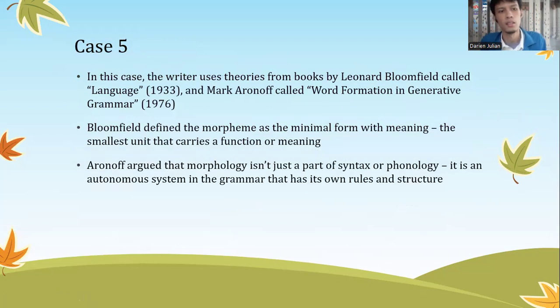The last case, which is case 5. In this case, the writer uses theories from books by Leonard Bloomfield called Language and Mark Aronoff called Word Formation in Generative Grammar. Bloomfield defined the morpheme as the minimal form with meaning, a small unit that carries a function or meaning. Aronoff argued that morphology isn't just a part of syntax or phonology. It is an autonomous system in the grammar that has its own rules and structure.